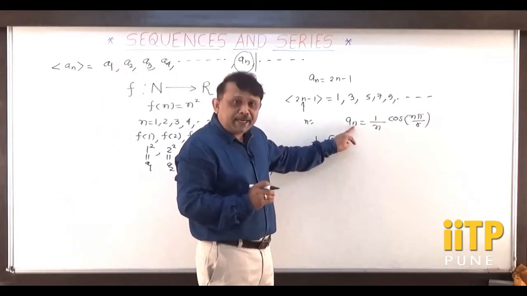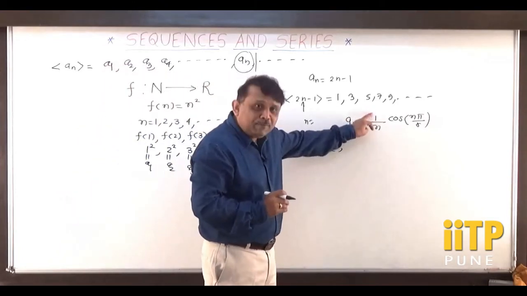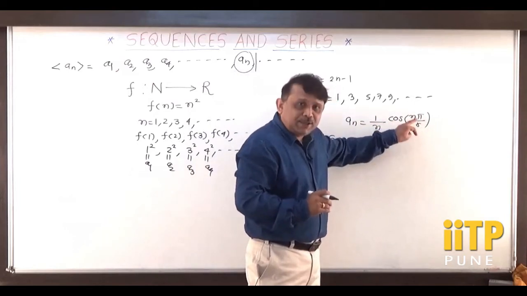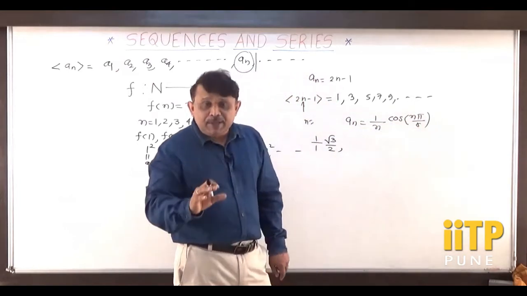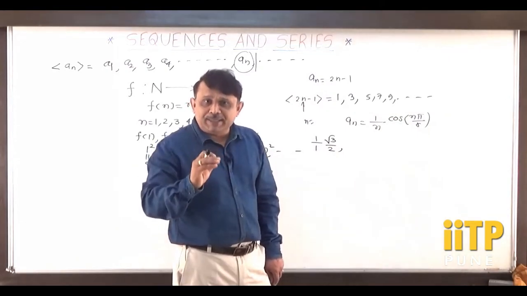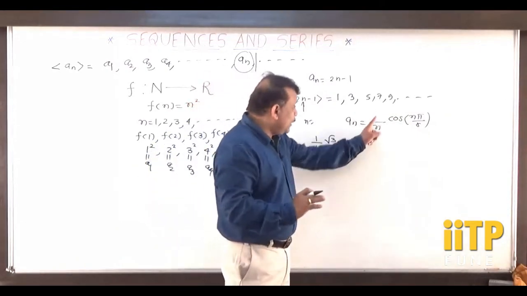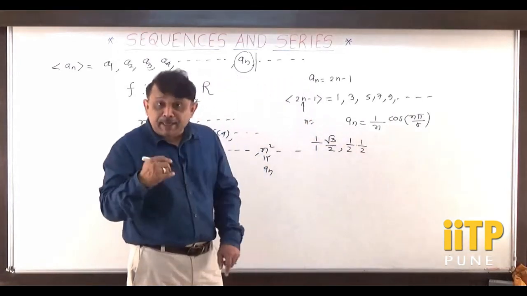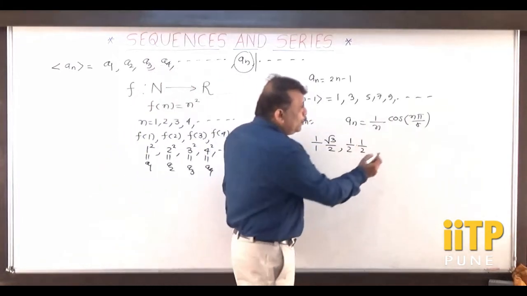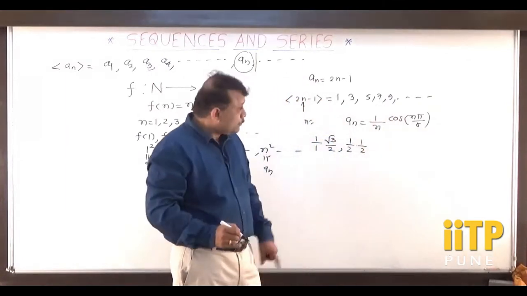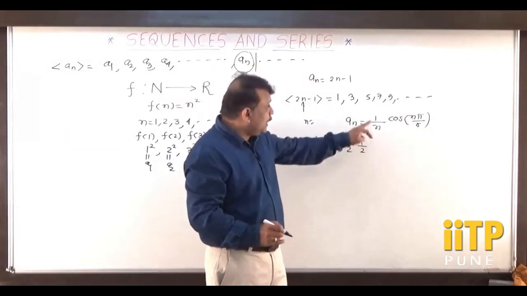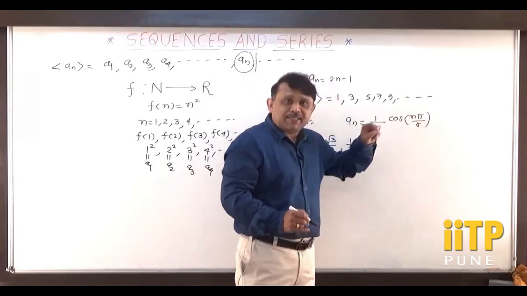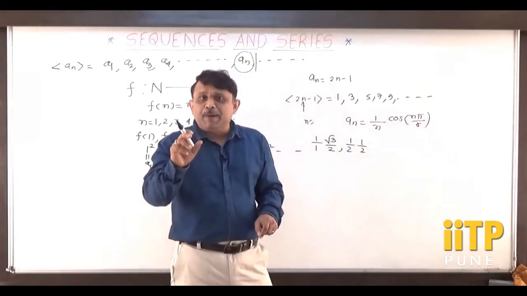Let us write the second term. A2 is given by 1 by 2 cos 2 times pi by 6. 2 pi by 6 is pi by 3 and cos pi by 3 is half. So 1 by 2 multiplied by half is the second term of the sequence. Now if I put n equal to 3 to get the third term of the sequence, I get 1 by 3 into cos 3 pi by 6. 3 pi by 6 is pi by 2.